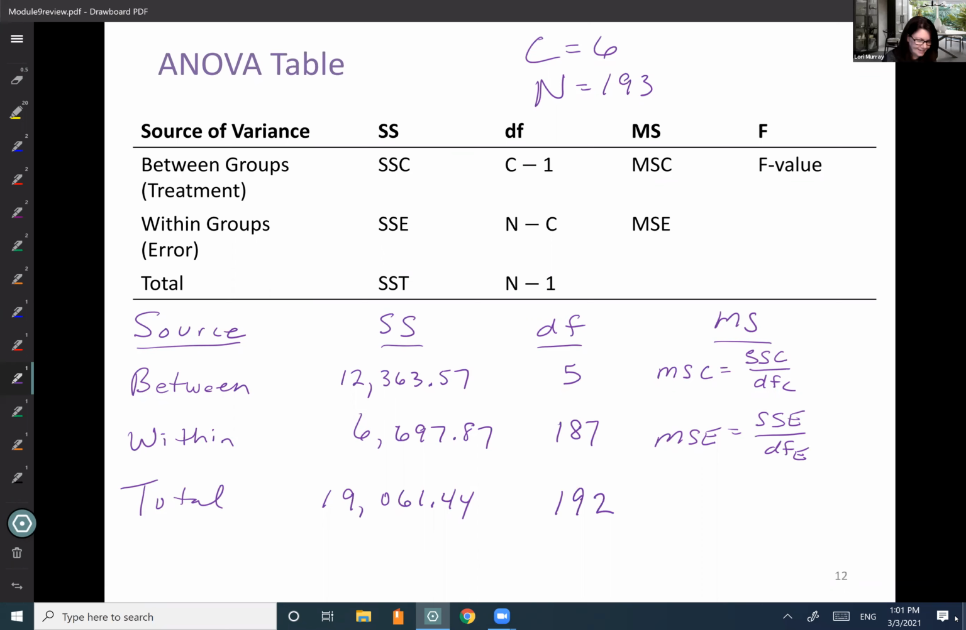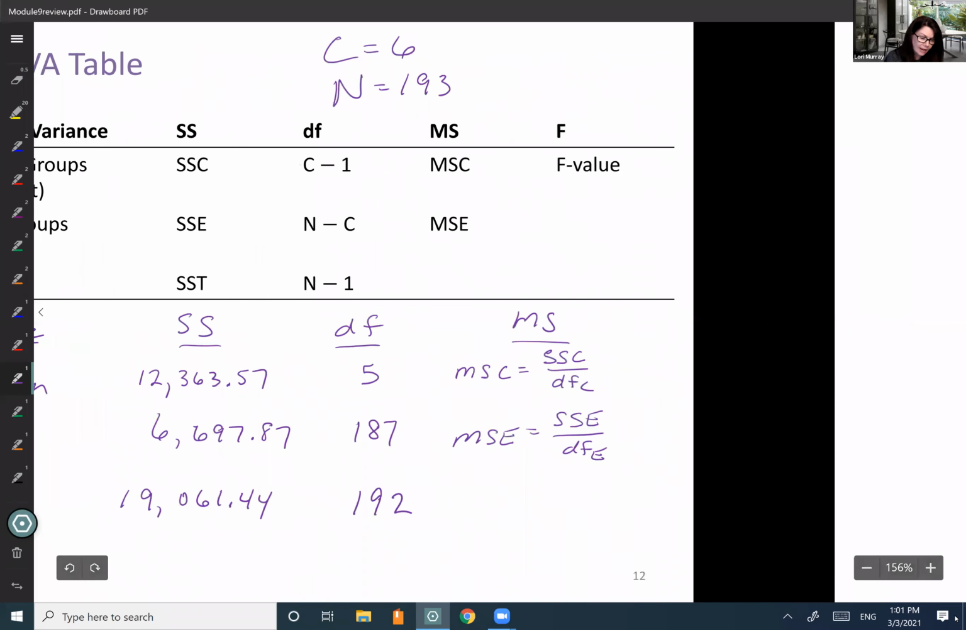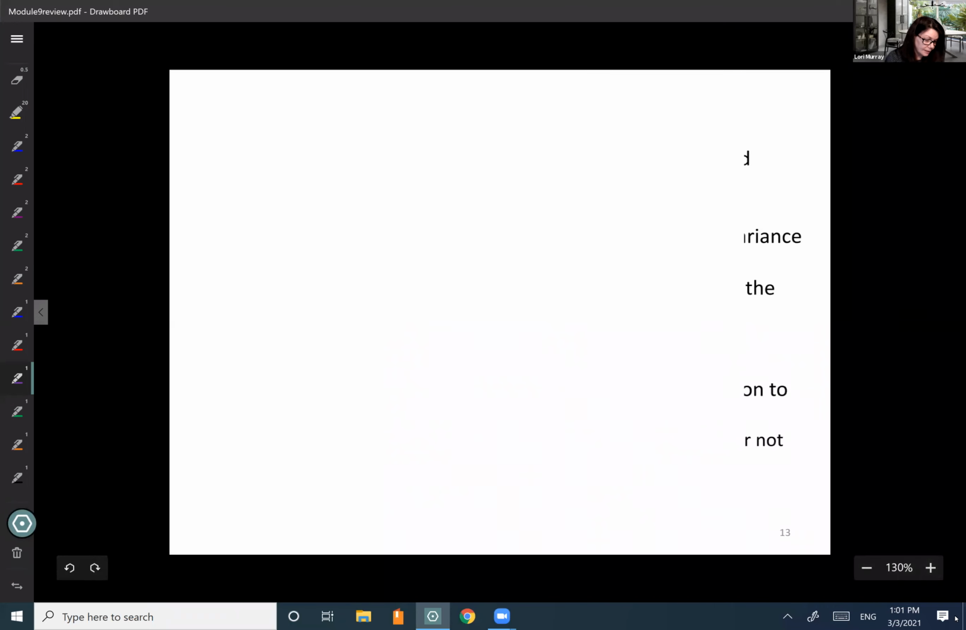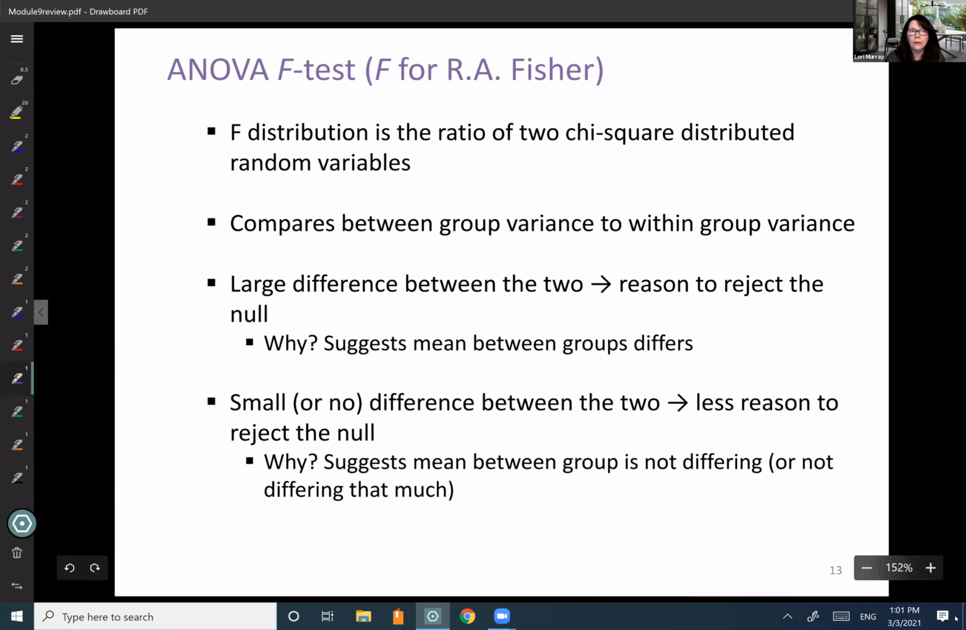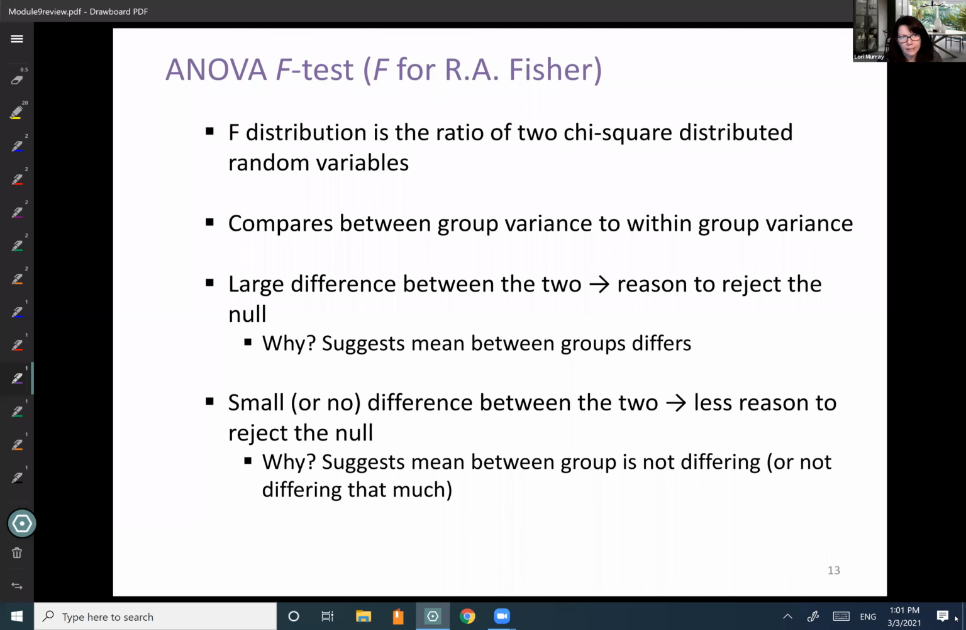Then we can run the test. So we have our table and the F value. We call this the F statistic. There we go. It all disappeared. Now it appeared. The ANOVA F test. So F stands for Fisher, the statistician that developed this test. And the F distribution, we've used the tables before from previous content in the course. It is the ratio of two chi-square random variables on n degrees of freedom.